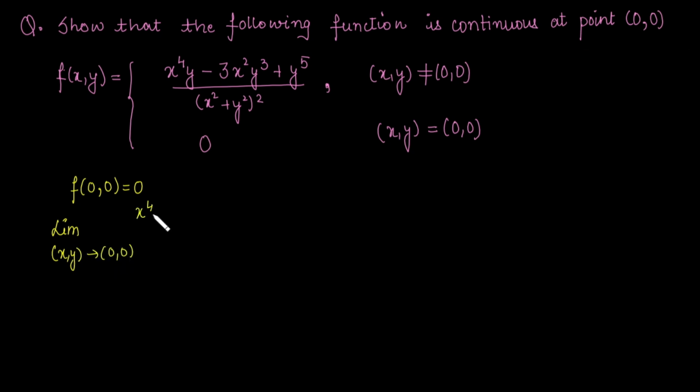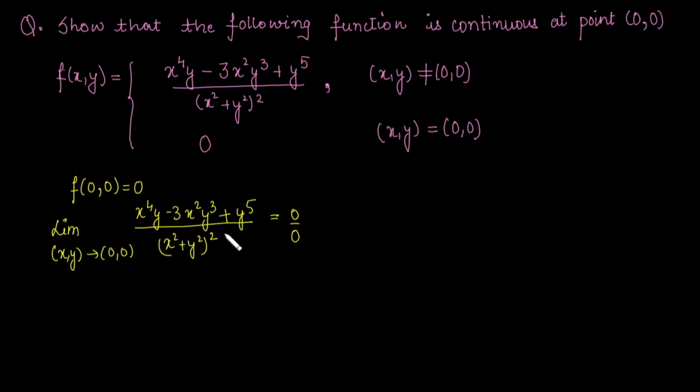The function is x raised to power 4 y minus 3 times x square y cube plus y raised to power 5, divided by (x square plus y square) whole square. By direct substitution, x equal to 0, y equal to 0, we have the indeterminate form 0 by 0. It means we need to use some alternative way to find the limit of this function, as the function is not defined directly.